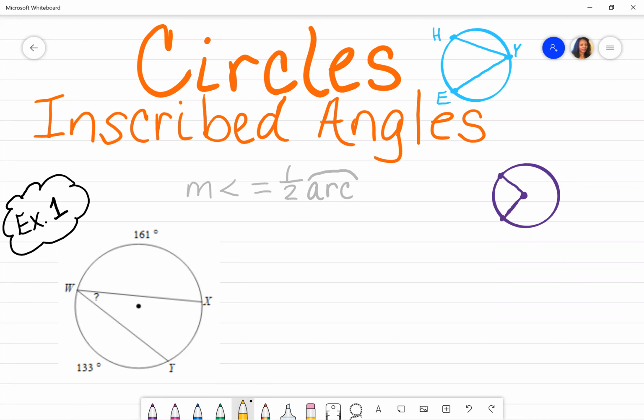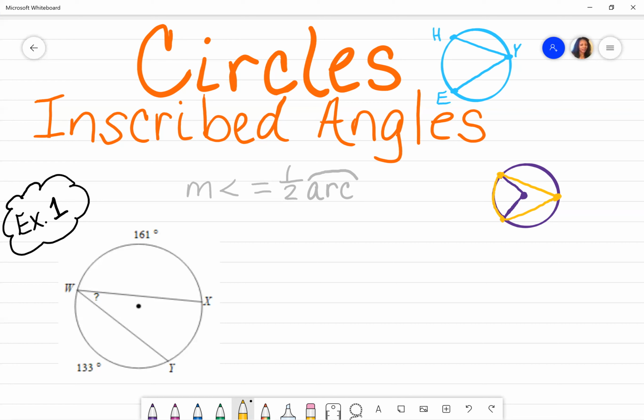Now, in contrast, the inscribed angle has a vertex that touches the edge of the circle. The vertex is the part where the two sides of the angle come together and meet. Subtend means that the angle is connected to an arc. So the measures of those angles will be different, but the arc measure will be the same.